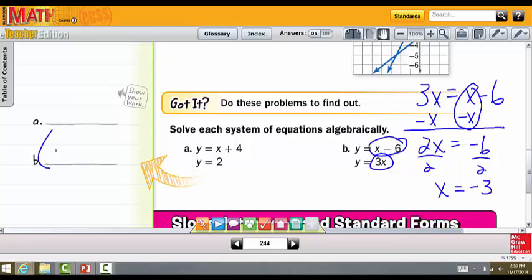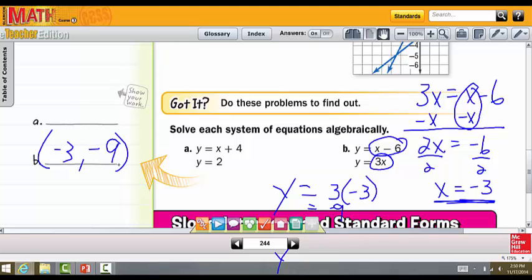So our first coordinate is negative 3. Now we can put negative 3 into either equation. Obviously, it'll be really easy to put it in the second equation here. So we have y equals 3 times our x, which is negative 3 right here. 3 times negative 3, we have y equals negative 9. So we have the solution of negative 9. And so our coordinates are negative 3, negative 9 for letter B.